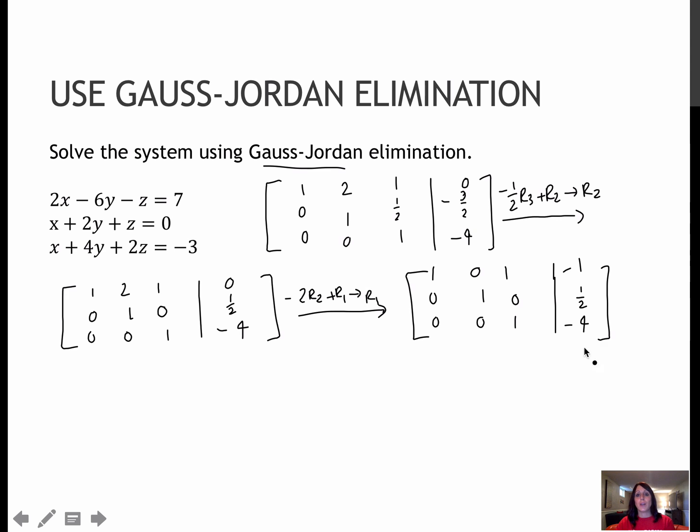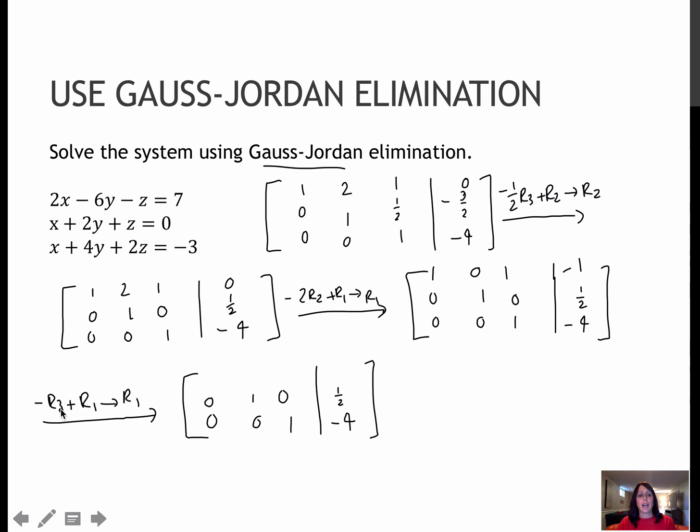So now I'm really close, but I really need to make this a 0 also, because it's not quite there yet. So now I'm going to take negative R3 plus R1 to be my new R1. Notice row 2 and row 3 will remain the same. So I'm going to take the opposite of R3 plus R1: the opposite of 0 plus 1, the opposite of 0 plus 0, the opposite of 1 plus 1, and the opposite of negative 4, which is 4, plus negative 1, which is 3. And now notice I have all zeros except for those leading ones in a diagonal, which means x is 3, y is 1/2, and z is -4, so my ordered triple is (3, 1/2, -4).